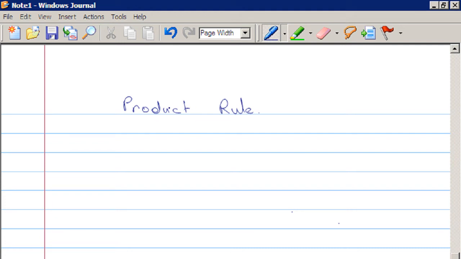Okay, in this video I'll go through what's called the product rule in differentiation, and as the name suggests, we use this when we have a product of two or more functions. But let's say we have a product of two functions of x. So let's say y is equal to u times v, where u and v are both functions of x. So u might be equal to f(x) and v equals g(x).